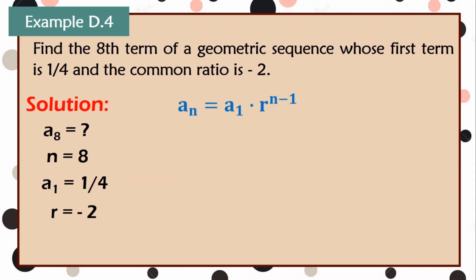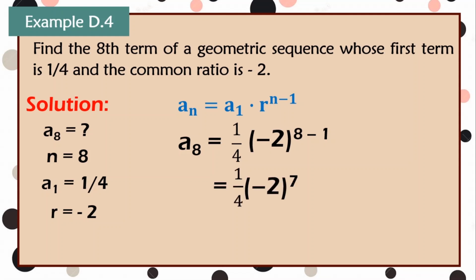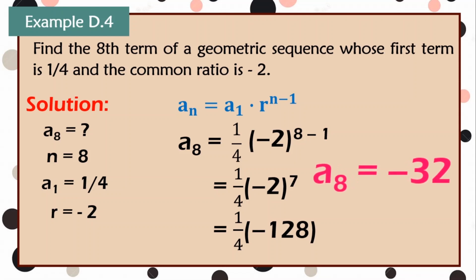Again, use the formula for the general term of geometric sequence a sub 1 times r raised to n minus 1. Substitute all the values. So we have a sub 8 is equal to 1/4 times r is negative 2 raised to 8 minus 1. 8 minus 1 is 7. So we have 1/4 times negative 2 raised to 7. Negative 2 raised to 7 is negative 128. So we have 1/4 times negative 128. And 1/4 times negative 128 is negative 32.